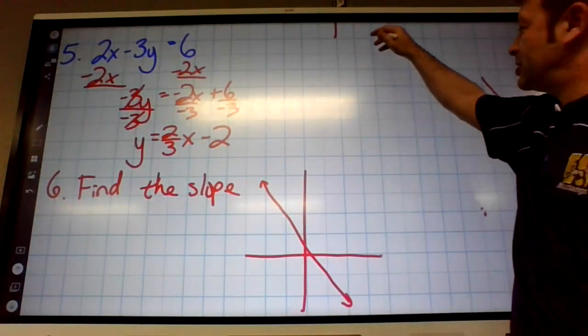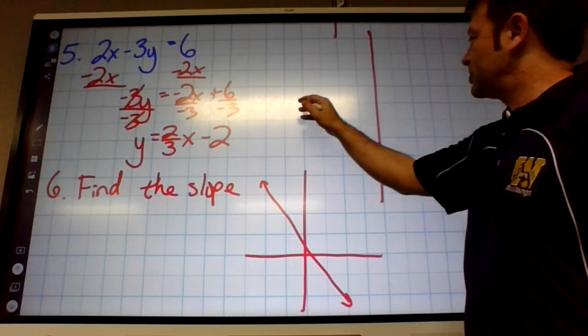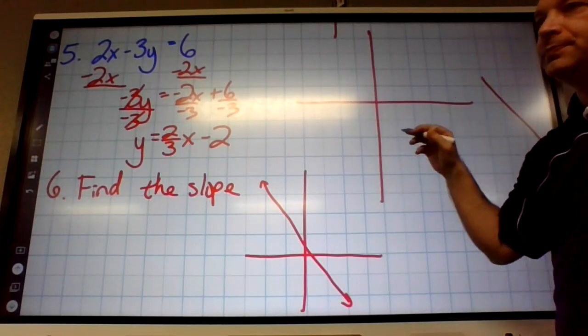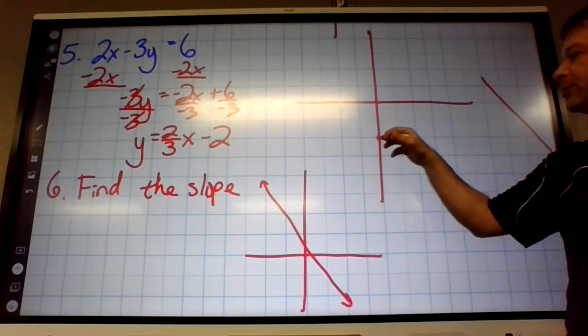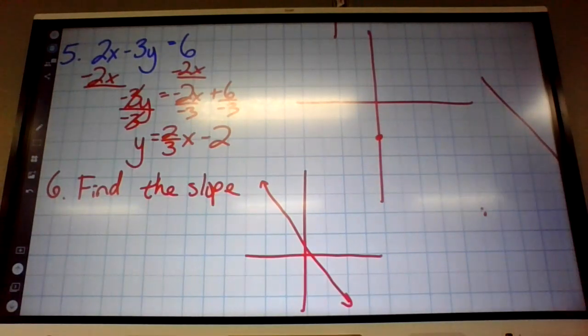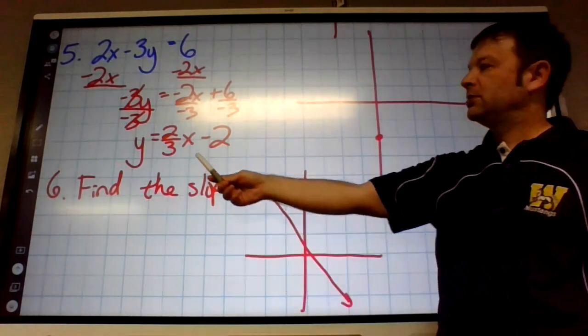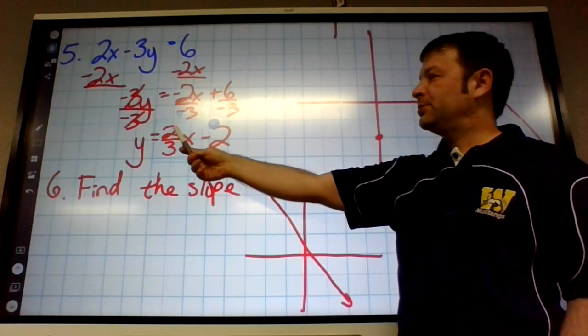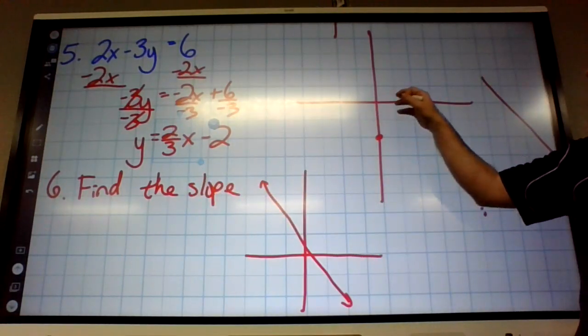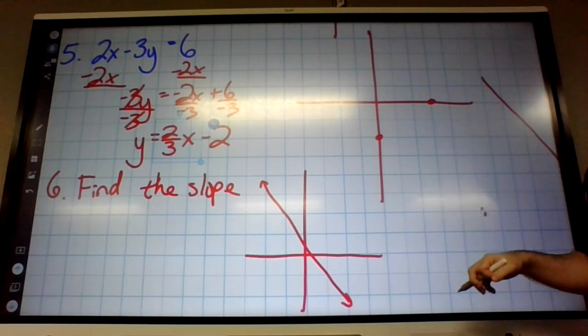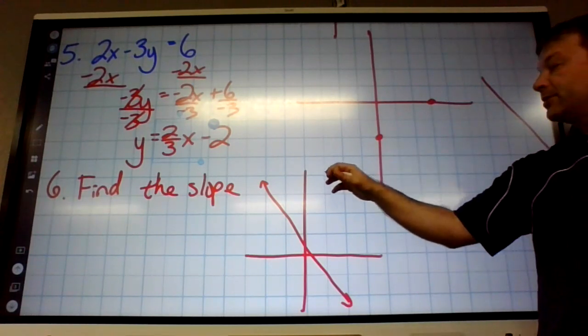Okay, so where are we going to start that graph, Lauren? Negative 2, which means down 2. Negative 2 on the y-axis. Okay, where are we going to go from there? Rise 2, run 3. Or if you go backwards, fall 2, back 3.